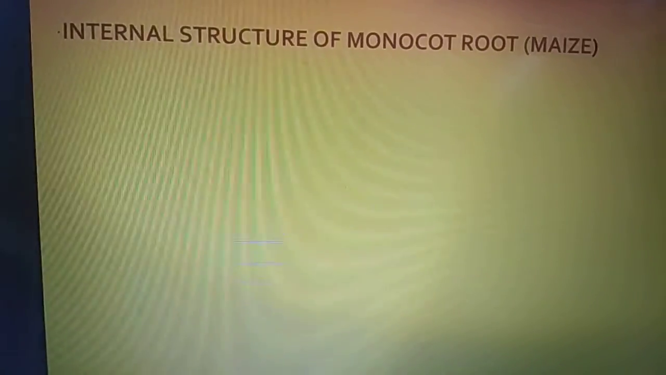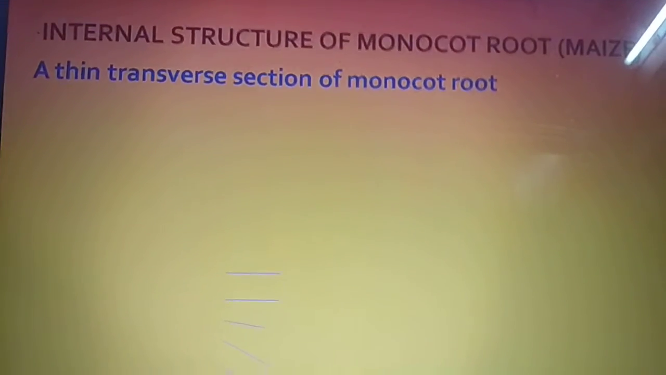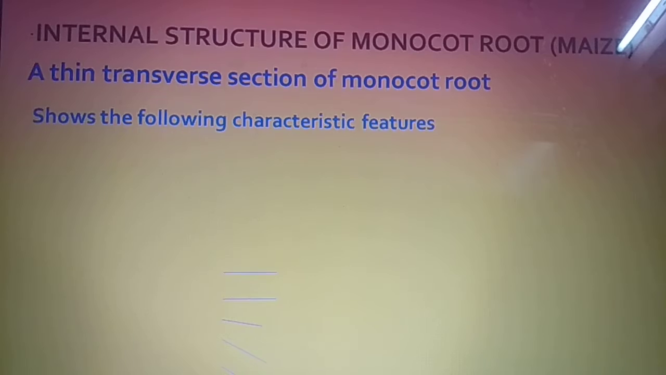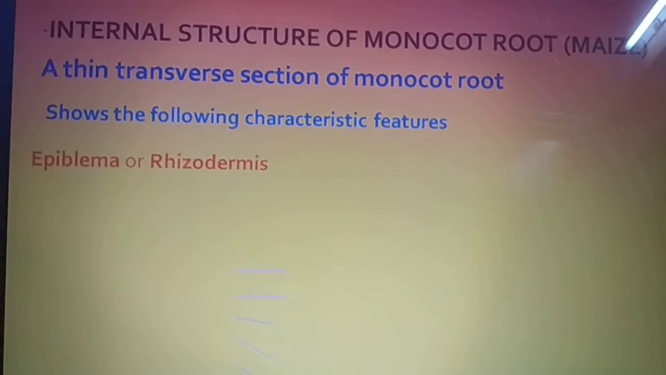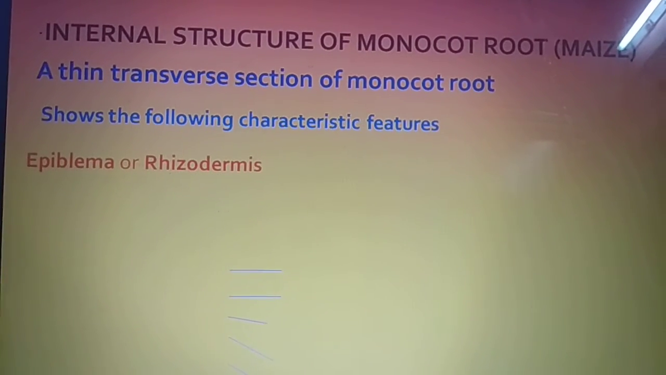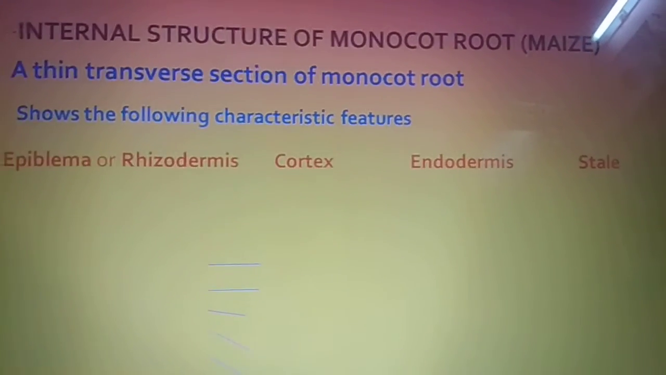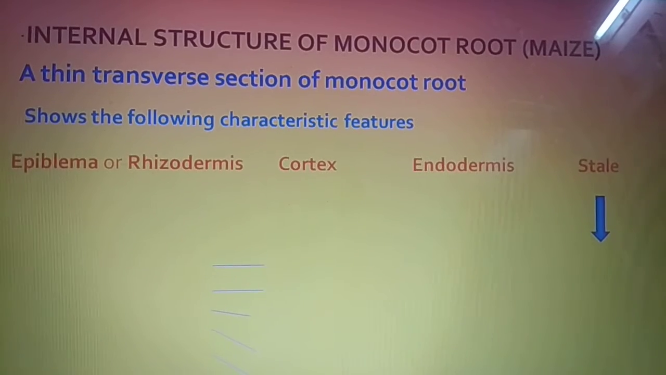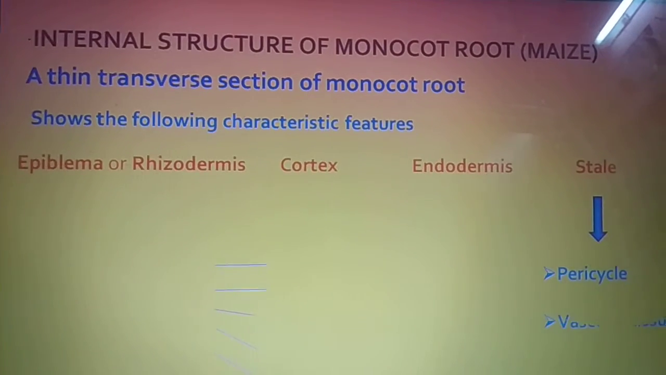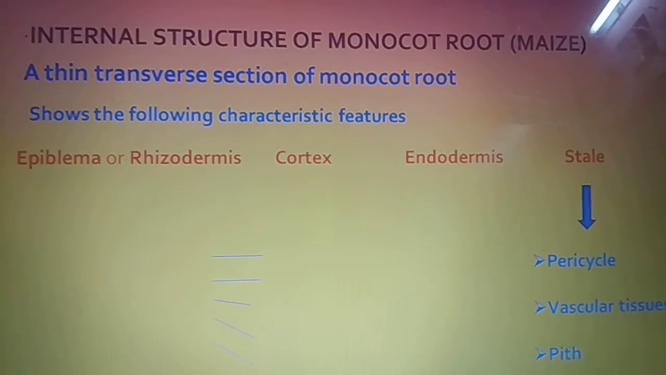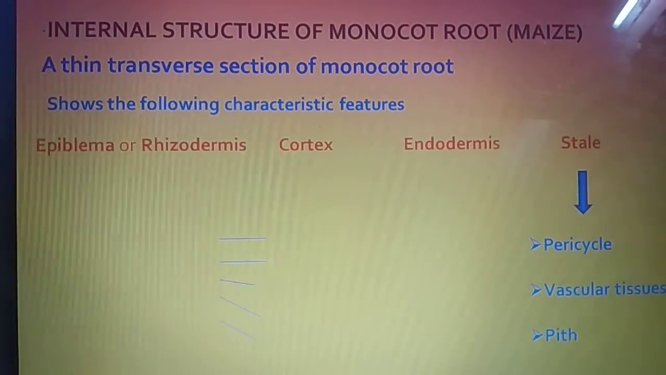Next, internal structure of monocot root, maize plant. The thin transverse section of monocot root shows the following structures: epiblema or rhizodermis, cortex, endodermis, stele. Stele constitutes pericycle, vascular bundle, otherwise vascular tissues, and pith.